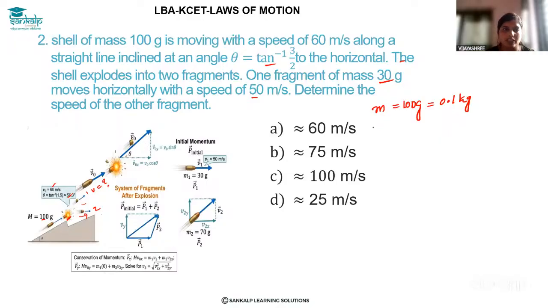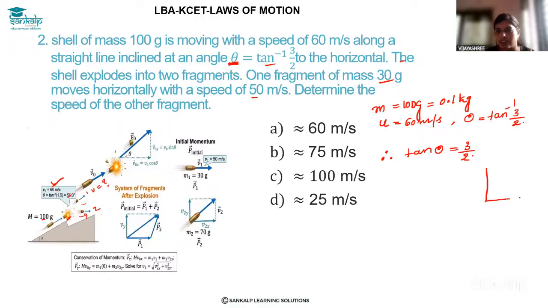Initial speed, what is the initial speed? U is equal to 60 meter per second. Angle with the horizontal, theta is equal to tan inverse of 3 by 2. Therefore tan theta is equal to 3 by 2.